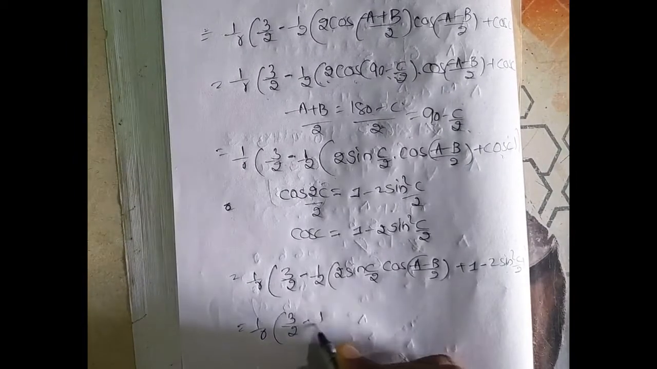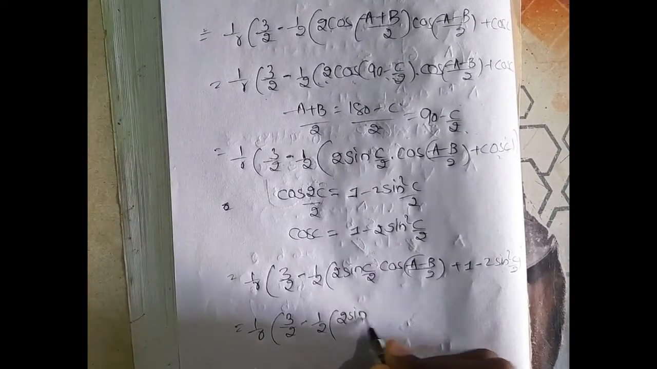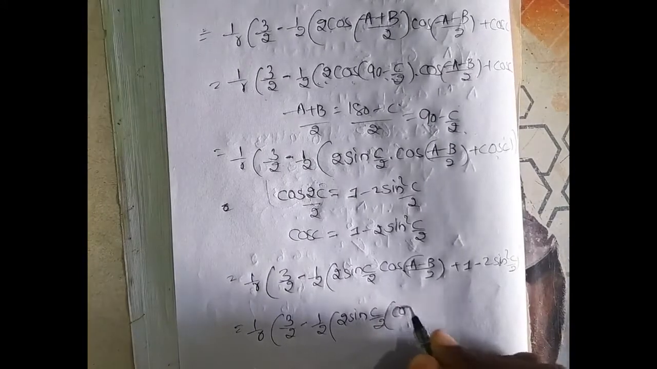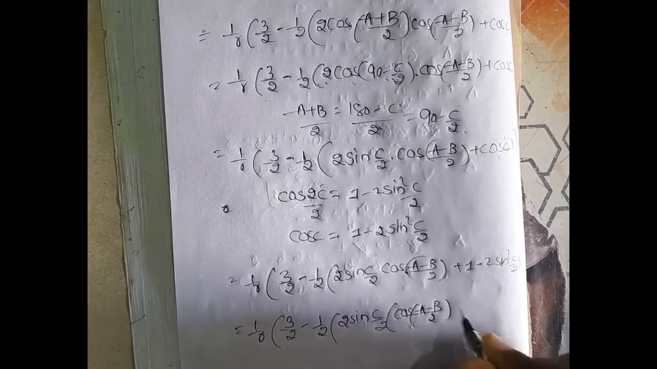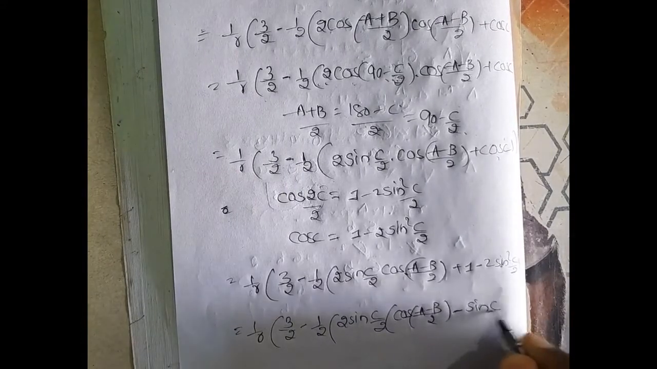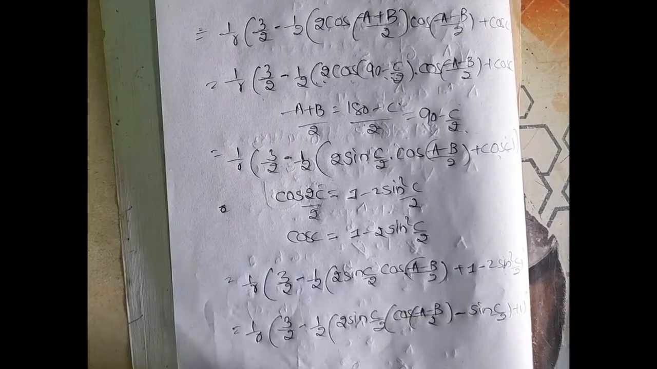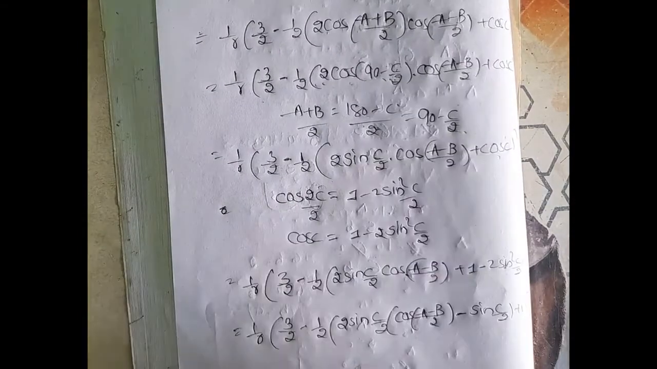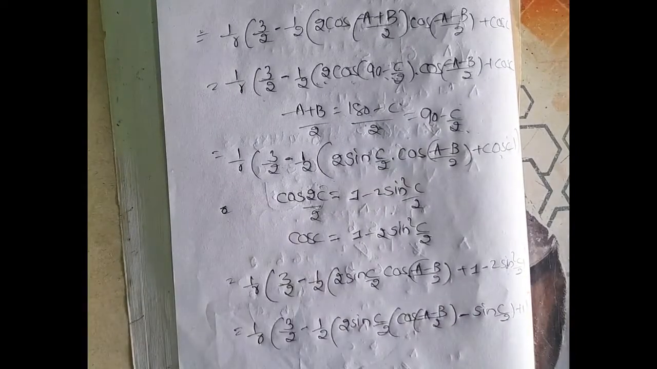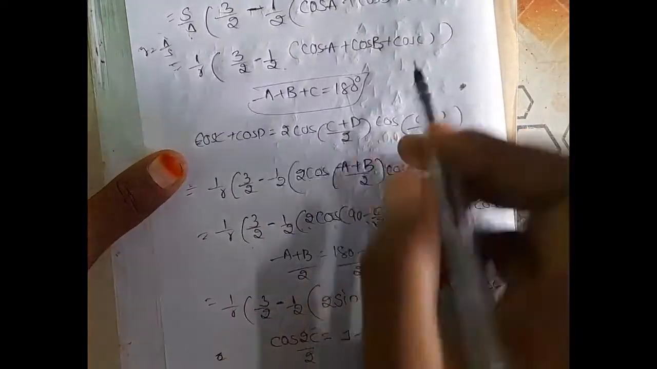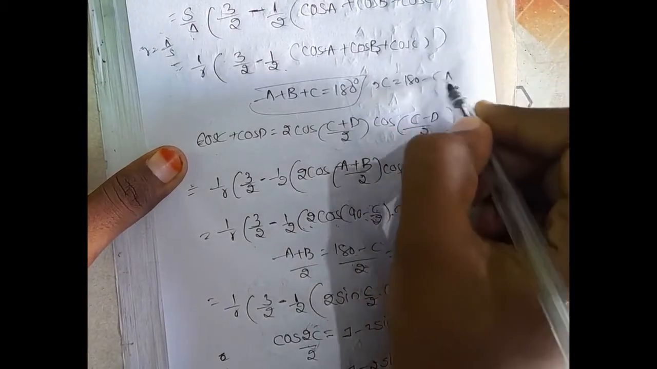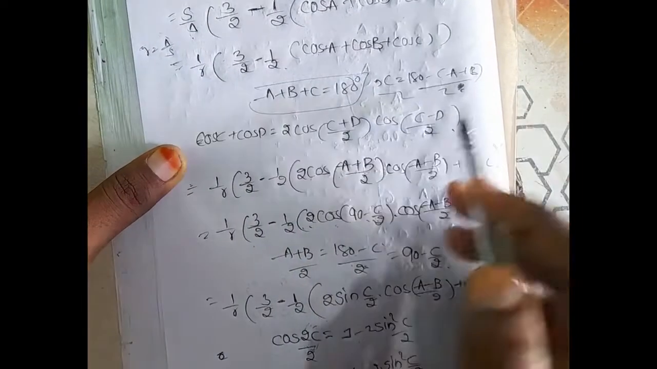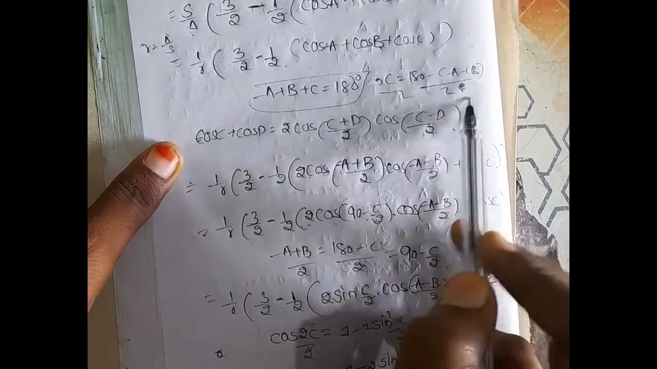Now 1 by R, 3 by 2 minus 1 by 2. Taking 2 sine C by 2 common from here and here. So cos (A minus B) by 2 minus sine C by 2. Okay. Now here we wrote A plus B by 2 equals to 90 minus C by 2. Then what is C by 2? 90 minus (A plus B) by 2. You can also write it from this condition: C equals to 180 minus (A plus B), and C by 2 equals to 90 minus (A plus B) by 2. 180 by 2 is 90.